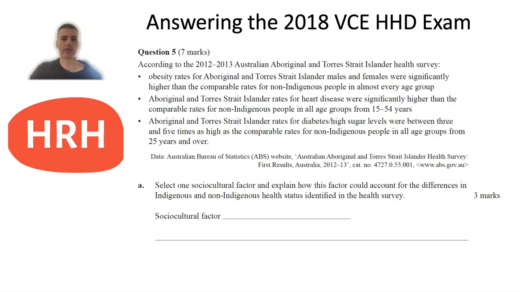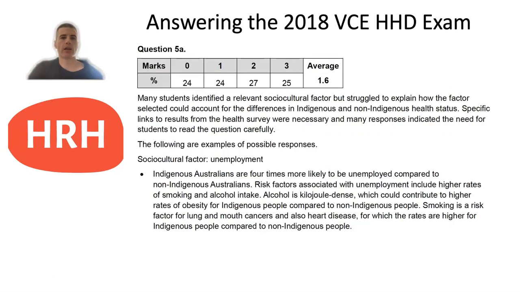A quarter of students were able to obtain full marks for this particular question, but the examiner's report says that many students could identify a relevant sociocultural factor, but they couldn't link that to the differences in Indigenous and non-Indigenous health status. You had to make specific links to the survey results in your answer.